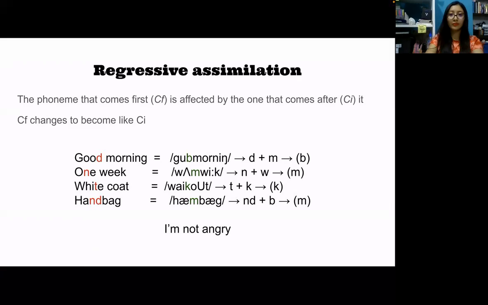So we have also this, which here says, I'm not angry. When you're like, it doesn't bother me, I'm not angry, the T sound in not will become more like an R sound, not angry. This, as I said, is to make the pronunciation easier.